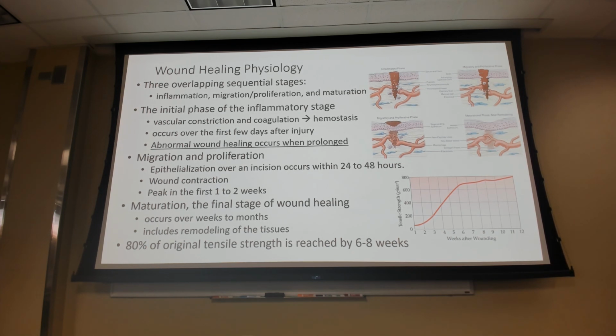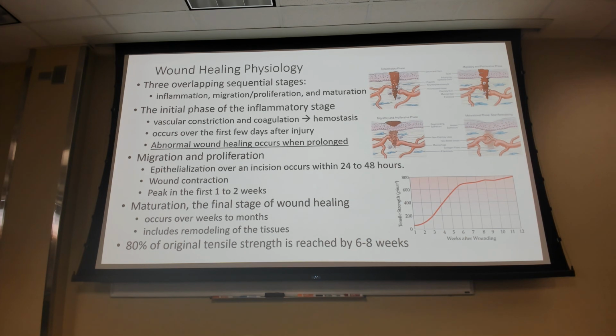The initial phase, the inflammatory stage, is when you get your coagulation factors in there, you get hemostasis of the wound, typically over the first few days after the injury. Anything that can prolong the inflammatory stage is when we get abnormal wound healing.